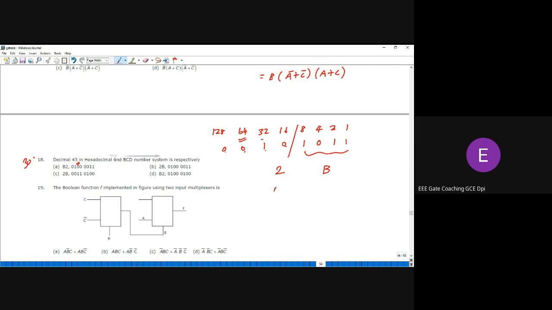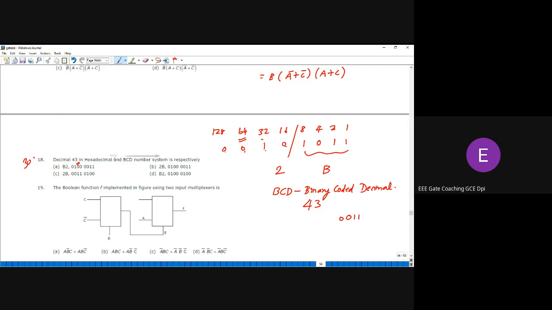So what does BCD mean? BCD is a binary coded decimal. So 43 is my decimal number. So I have to represent each digit by a binary number. How to represent 3 in binary? 3 in binary means 0, 0, 1, 1. Usually the binary coded number is represented in a 4-bit number.